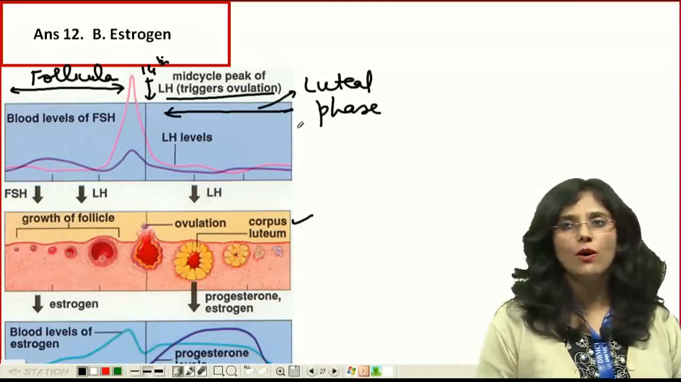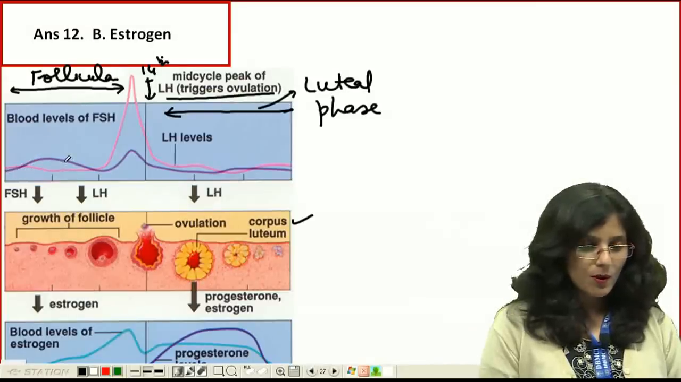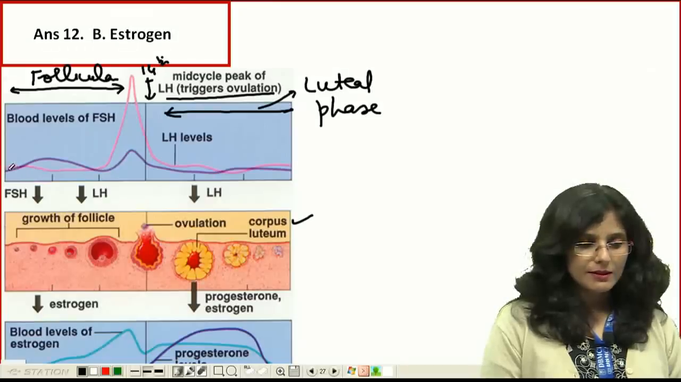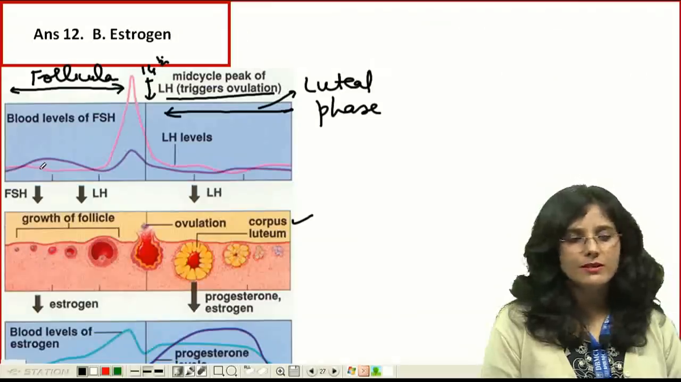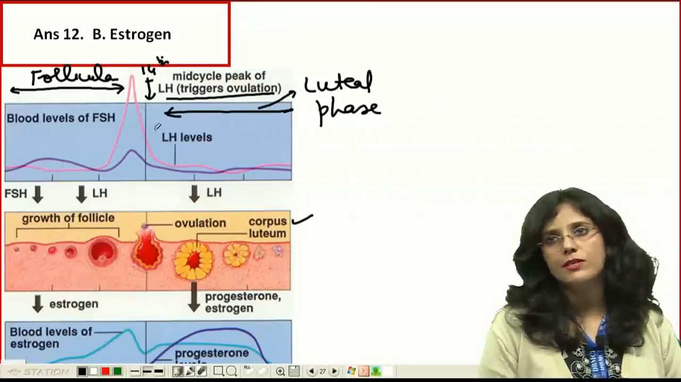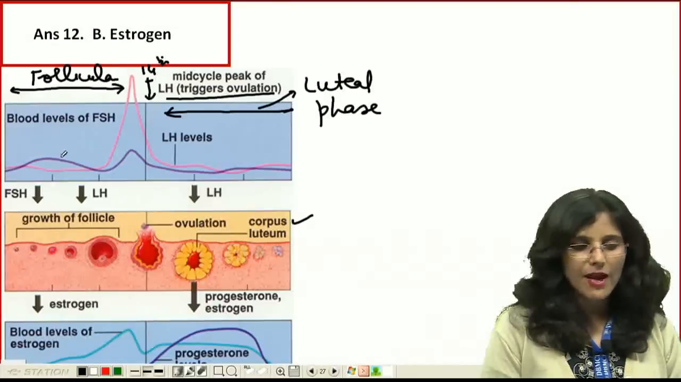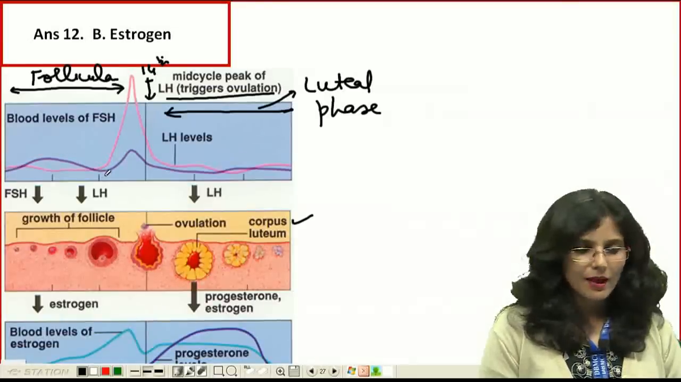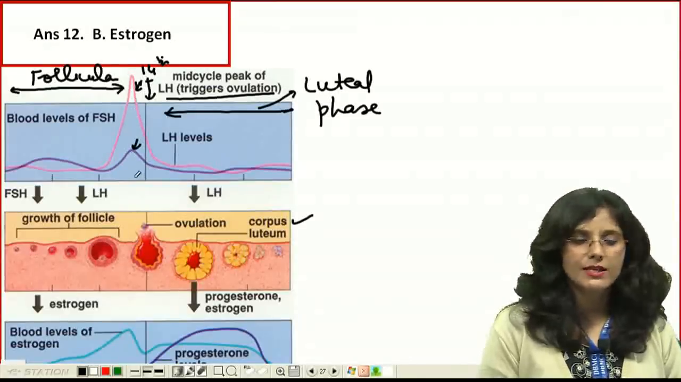If you see the different hormones in the different phases of the cycle, the pink one is the LH. Initially this LH shows very little increase, or it is just a straight line, and just before the ovulation there is an LH surge. The FSH initially increases a little and then starts decreasing. Again it increases just before the ovulation, corresponding with the LH surge.